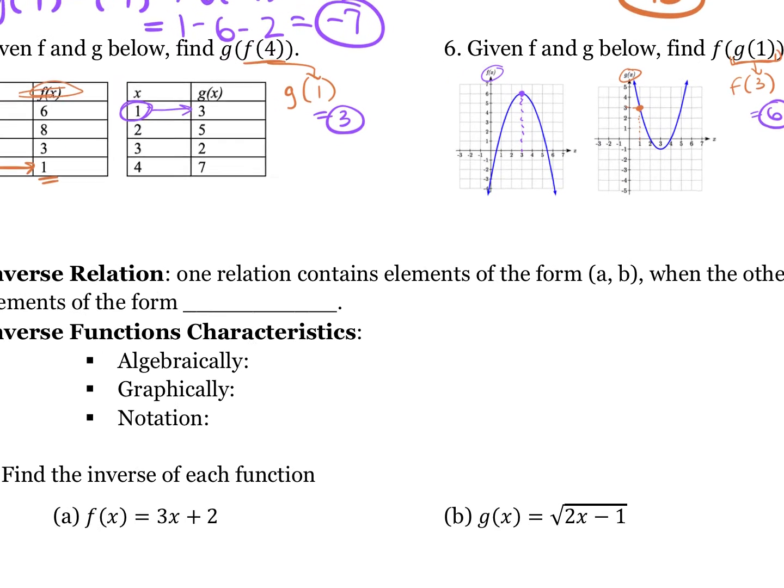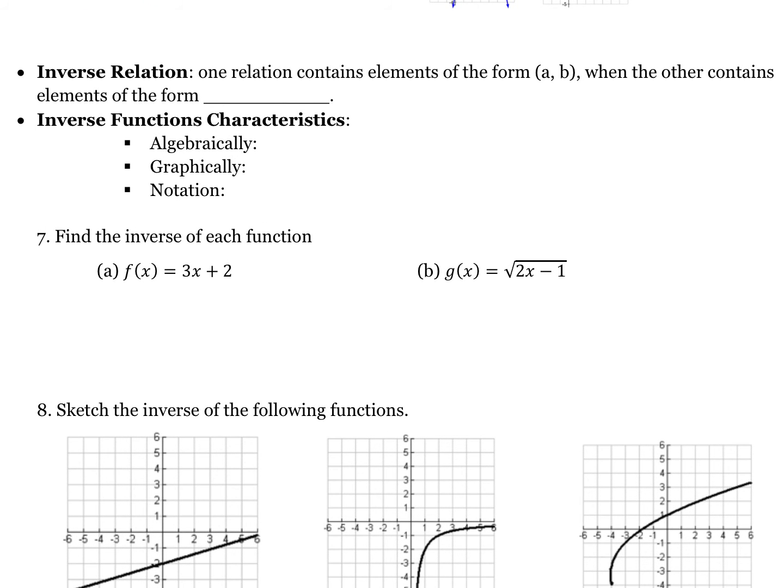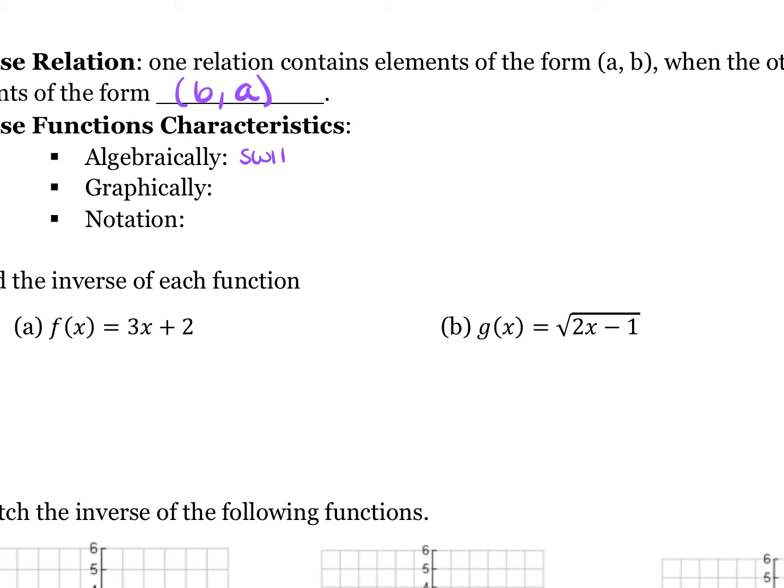All right, last little part. So now we're going to talk about inverses. So an inverse is where you take a point A, B, and you switch it to be point B, A. So algebraically, we are switching x and y. Graphically, it reflects over y equals x. And for notation, this one is f to the -1 of x. So if you see this notation, that just means inverse.